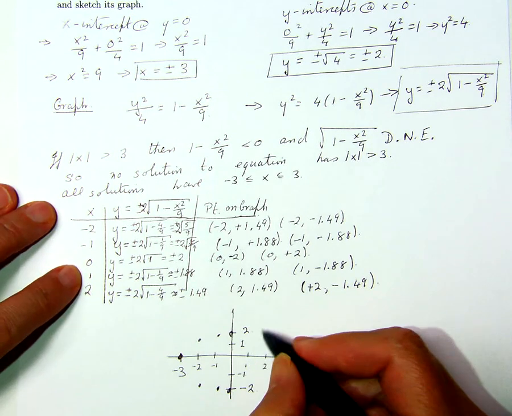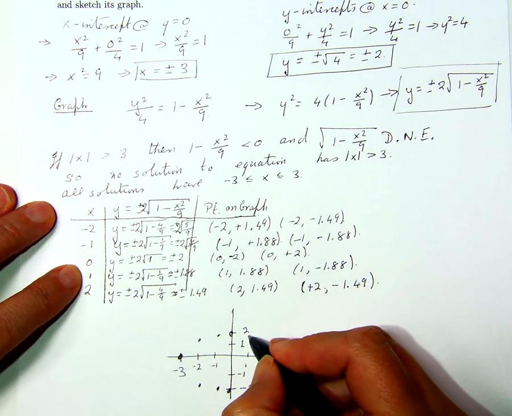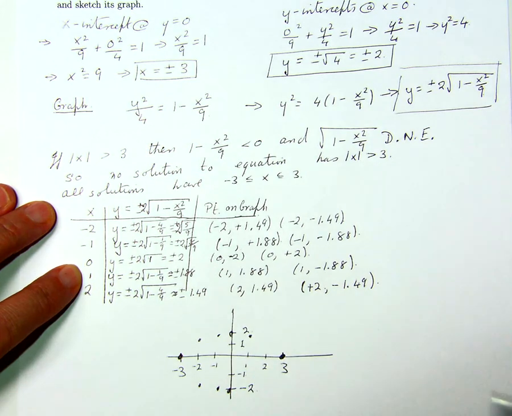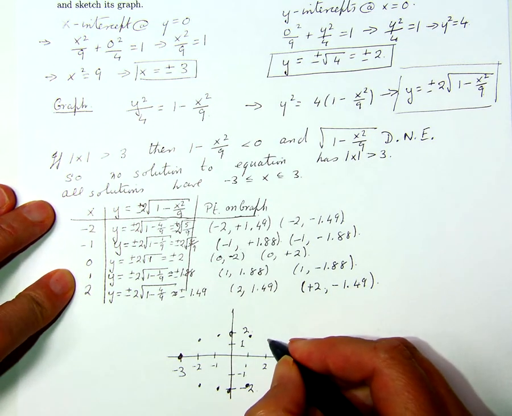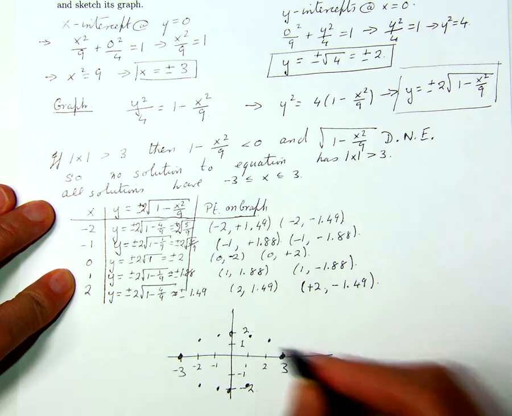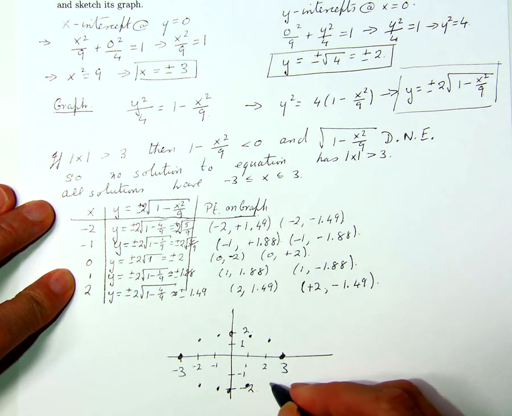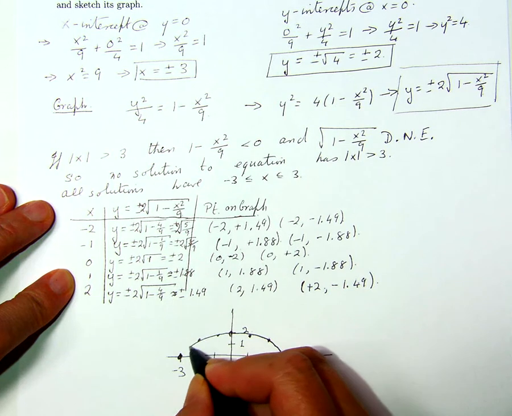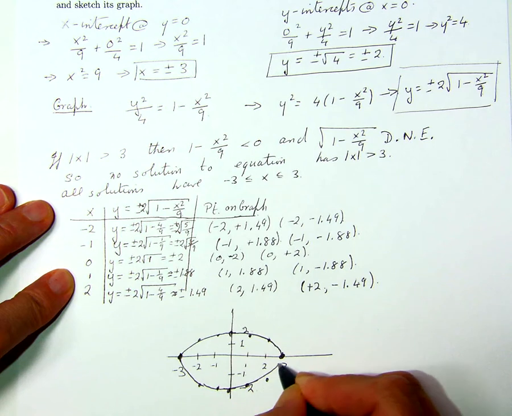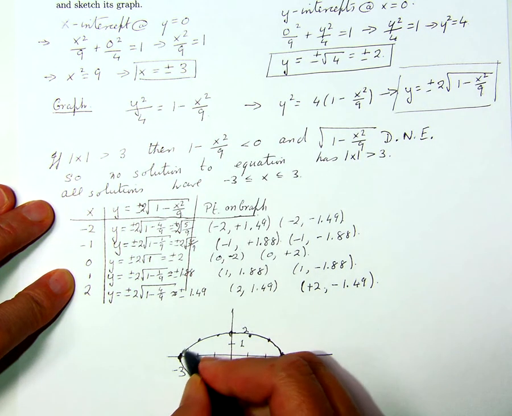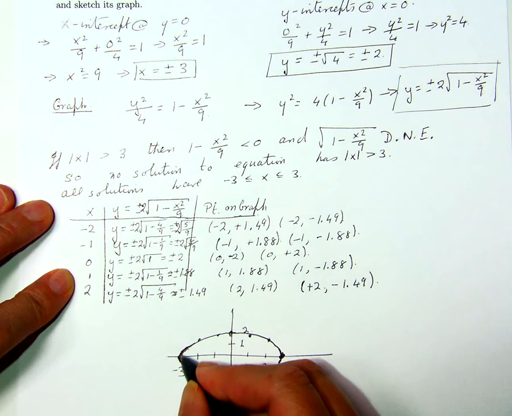And when x equals 1, again I have two possibilities for y, 1.88 and negative 1.88. And when x equals 2, I have two possibilities for y, 1.49 and negative 1.49. So my graph looks like this when I join the dots. And it is indeed a squashed circle. These ends should be smooth. It shouldn't look quite as much like a football as it does.